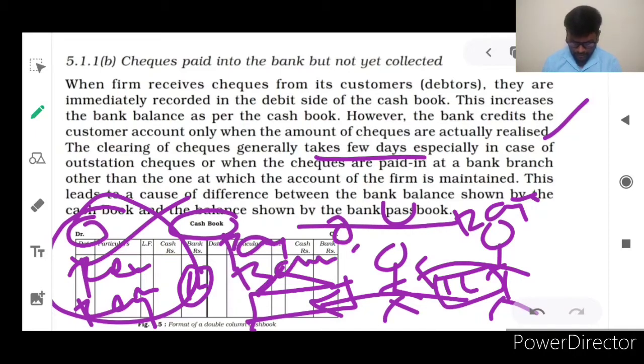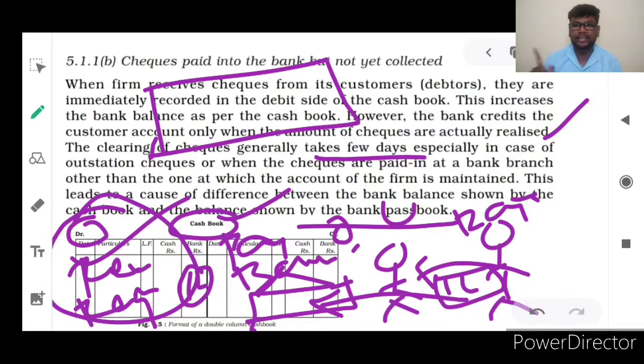After submitting it to the bank, you will definitely write it in the debit side of your cash book. You are thinking it shows the credit balance which is increasing in the bank passbook. We have already discussed the bank passbook very clearly in our previous video. So the debit side of the cash book and the credit side of the passbook are the same. The debit side of the cash book is the receipt side.